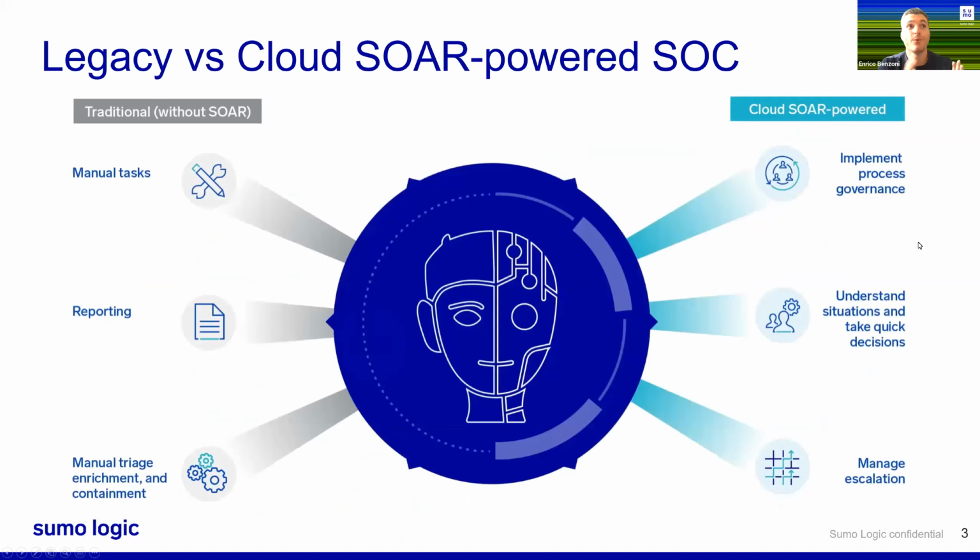Here you can see with or without SOAR. With a legacy traditional SOC, you have to perform manual tasks: reporting, manual triage, enrichment, and containment. With the Cloud SOAR powered SOC, you focus on implementing process governance, understanding the situation, and taking quick decisions. And you can skip also the reporting because you can use the automation for doing that.